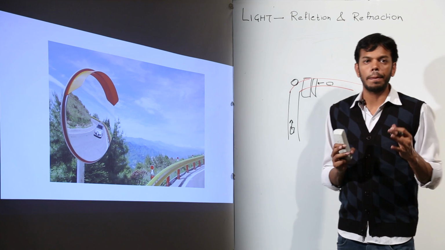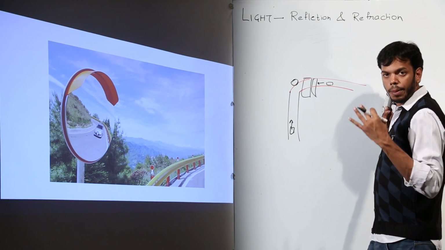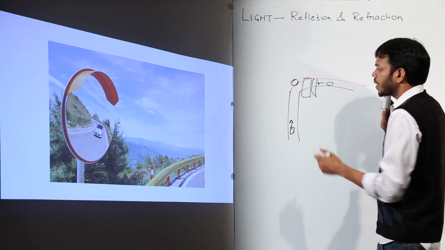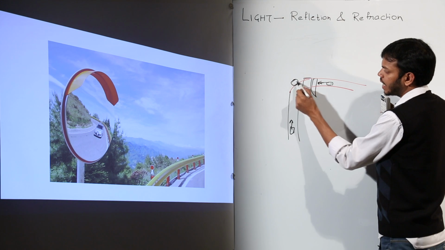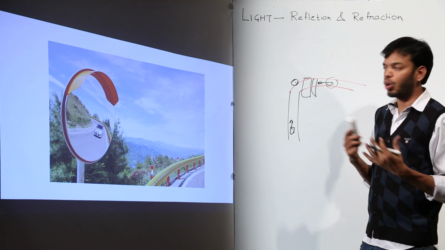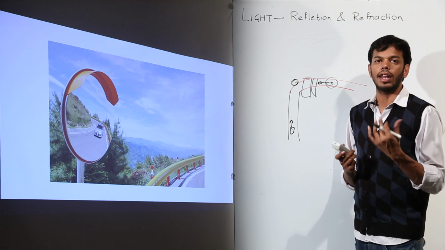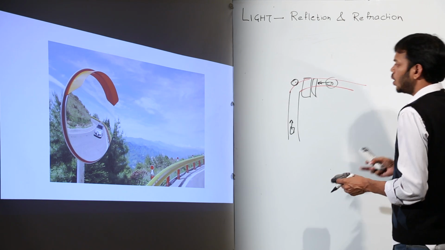A very broad, big convex mirror. The reason is, due to its broader view, you can easily see whatever vehicle is coming from this side, and the same goes for this vehicle. So both the drivers can see each other and they can avoid a collision. This is a good use of convex mirror.